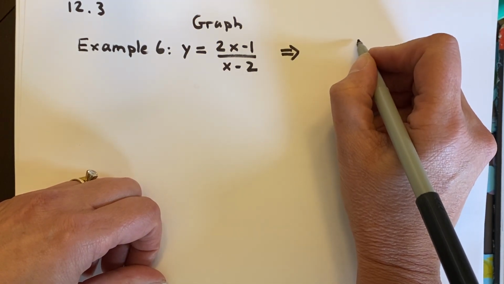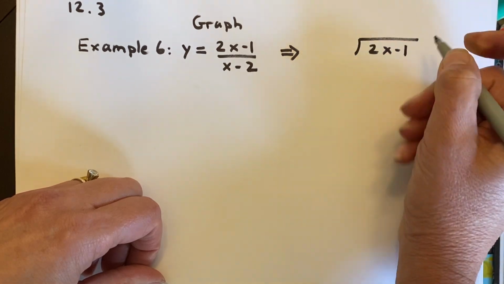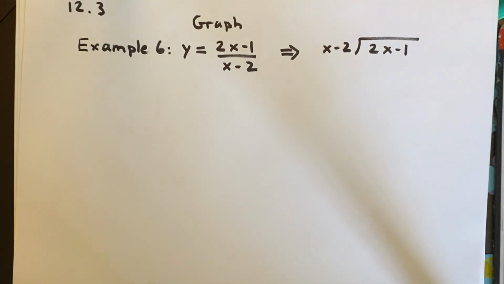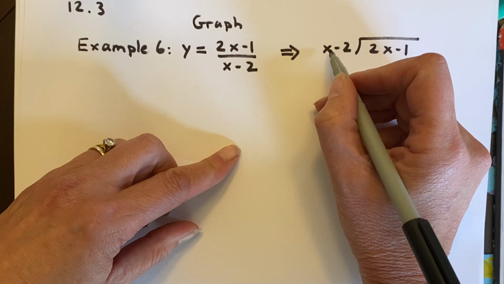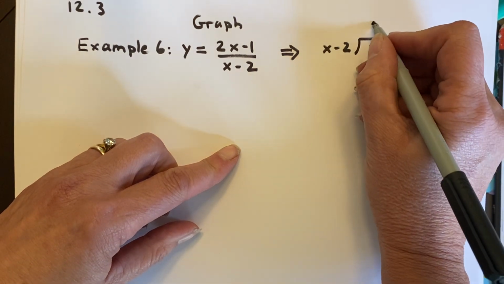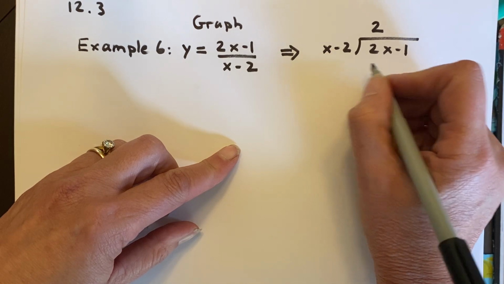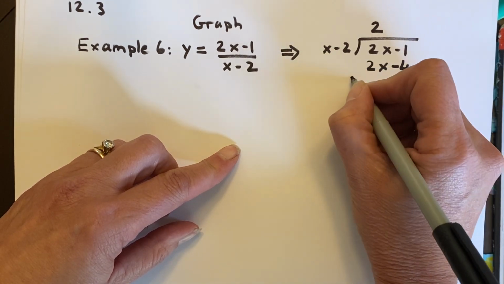We're going to put 2x minus 1 here and x minus 2 here. And we're going to divide it the way we've been doing all along. x times what is 2x? That's 2. 2 times x minus 2 is 2x minus 4.